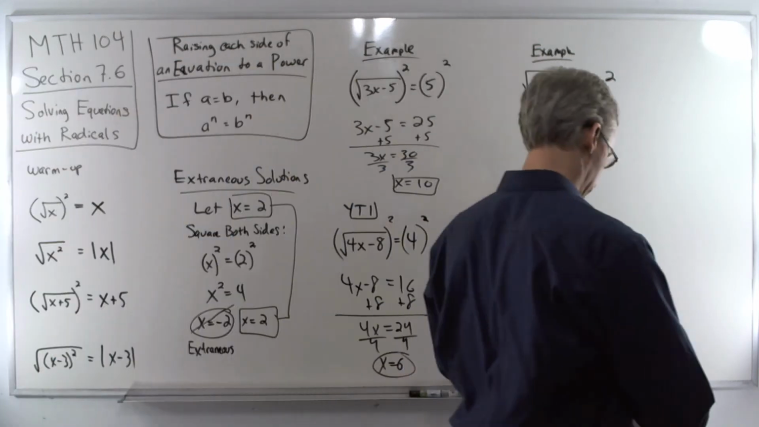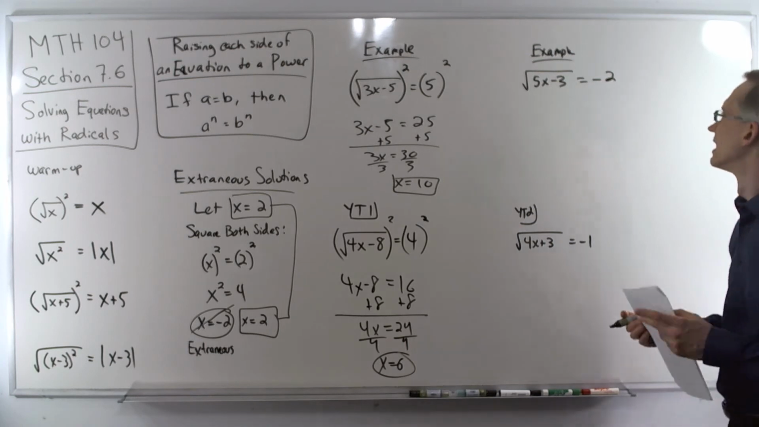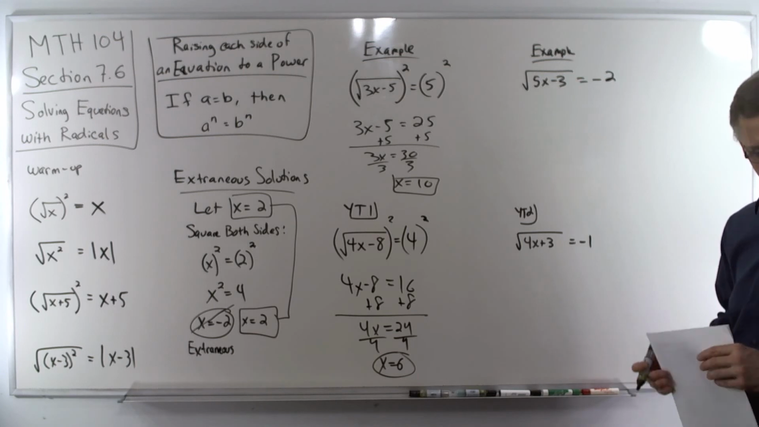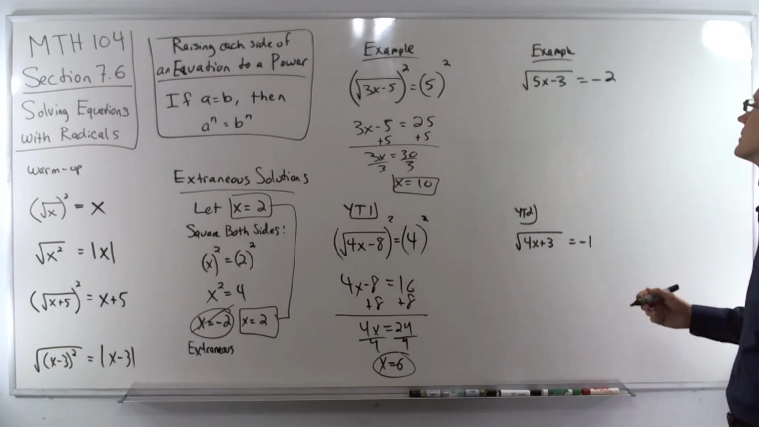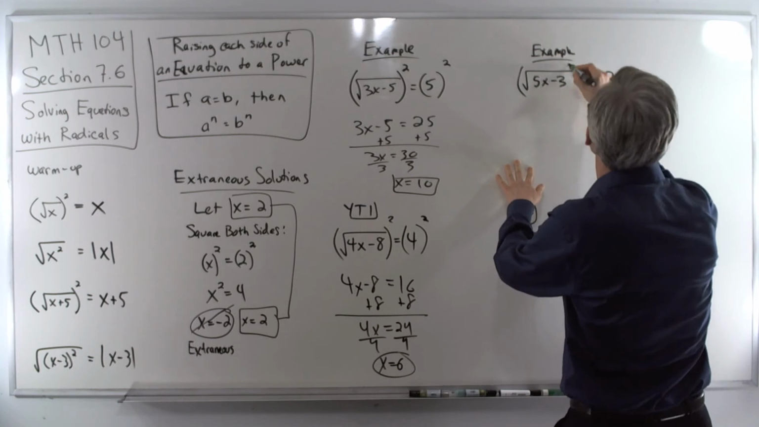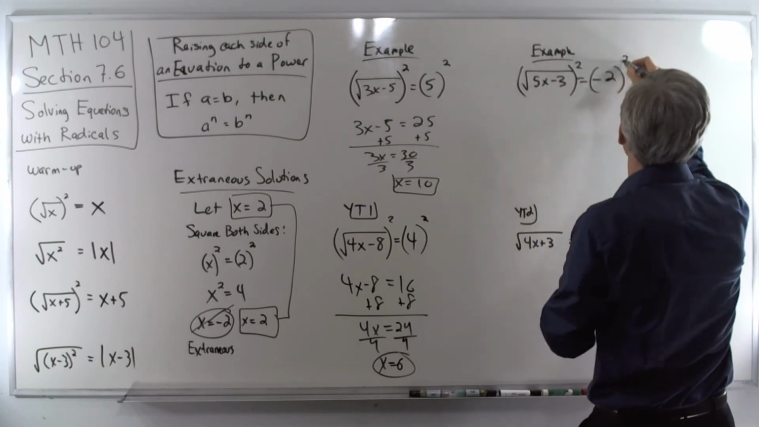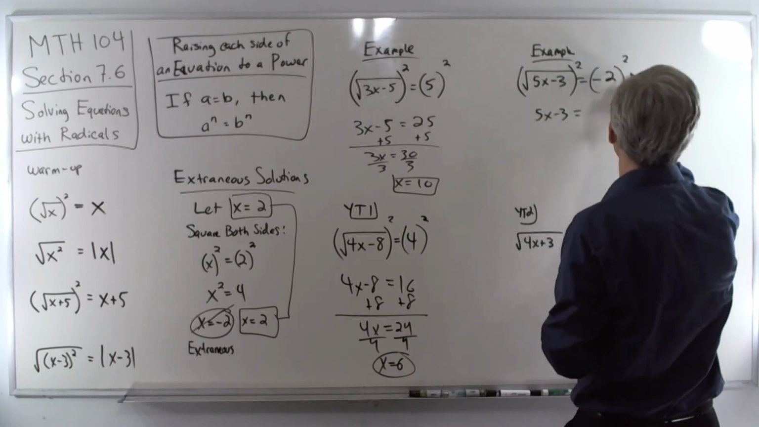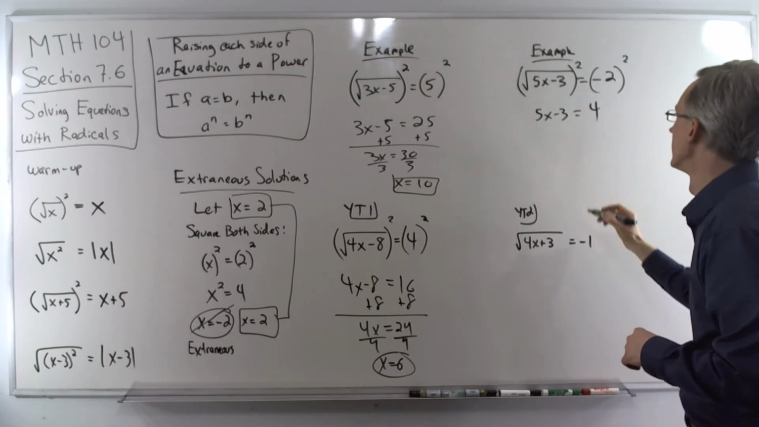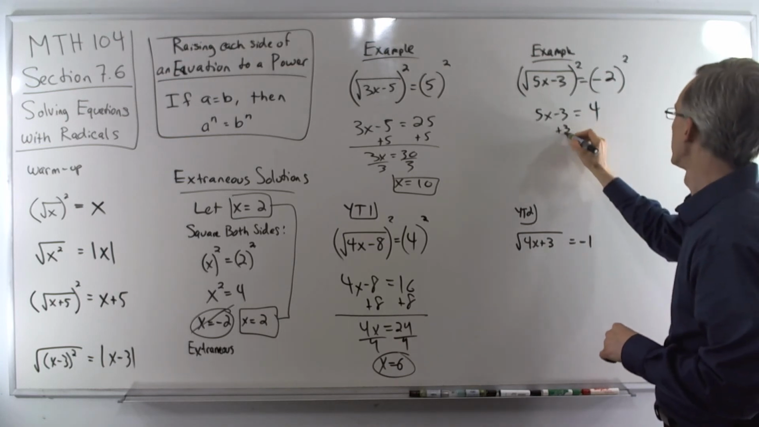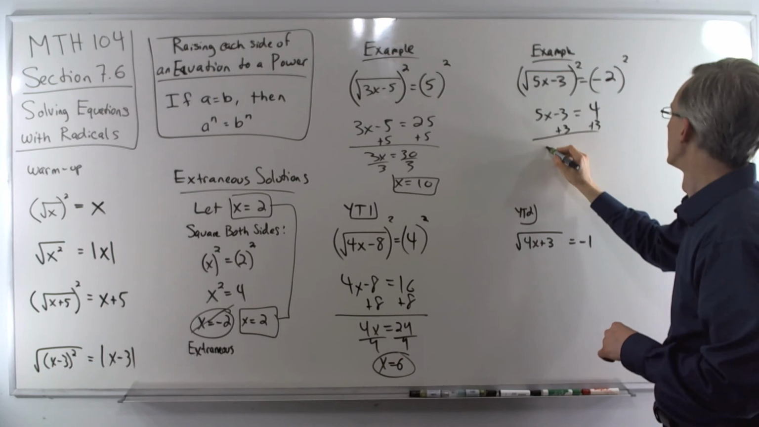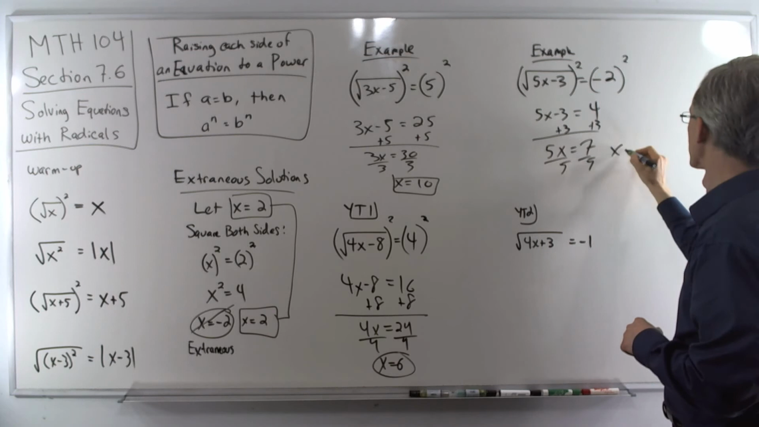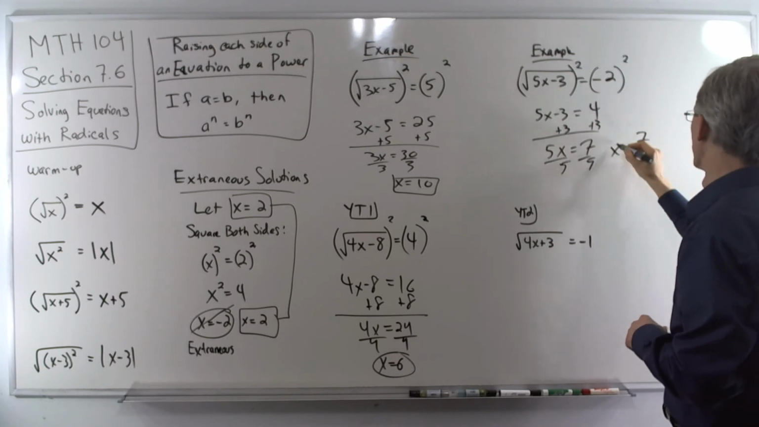Now over here, some of you are going to look at this and see a problem right away. But let's go ahead and solve it and see what happens. So we use this technique, square both sides. It gives us 5x minus 3 equals negative 2 squared, which is positive 4. All right, plus 3, 5x equals 7, divided by 5, and x equals 7 fifths.